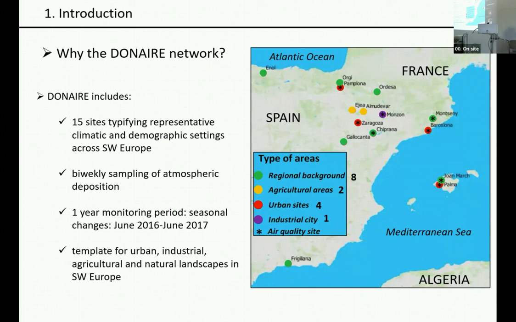And this is important because it's a very homogeneous sort of sampling and study that can be extrapolated to other southwestern European regions where there is a problem with pollution in industrial and urban areas, and it might also be a necessity to separate this anthropogenic source of atmospheric deposition from the natural contribution, which is related to the arrival of North African dust from the south.